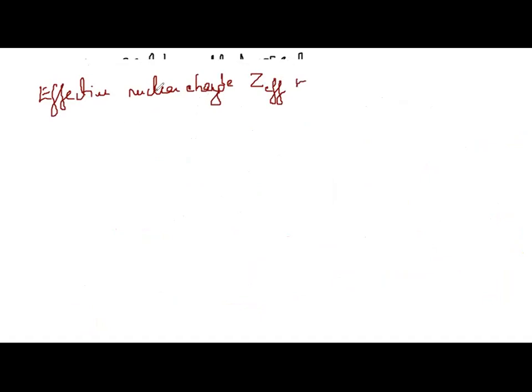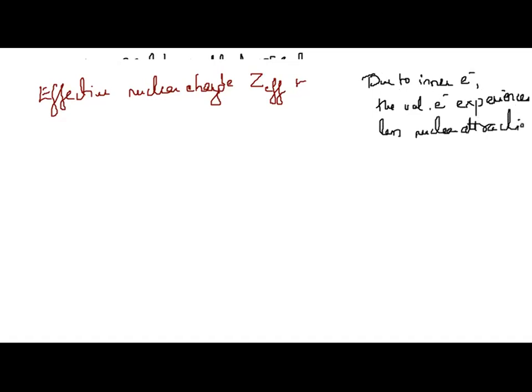So what did we explain here? Due to inner electrons, the valence electron experiences less nuclear attraction. So it experiences less nuclear attraction. It is called screening effect.